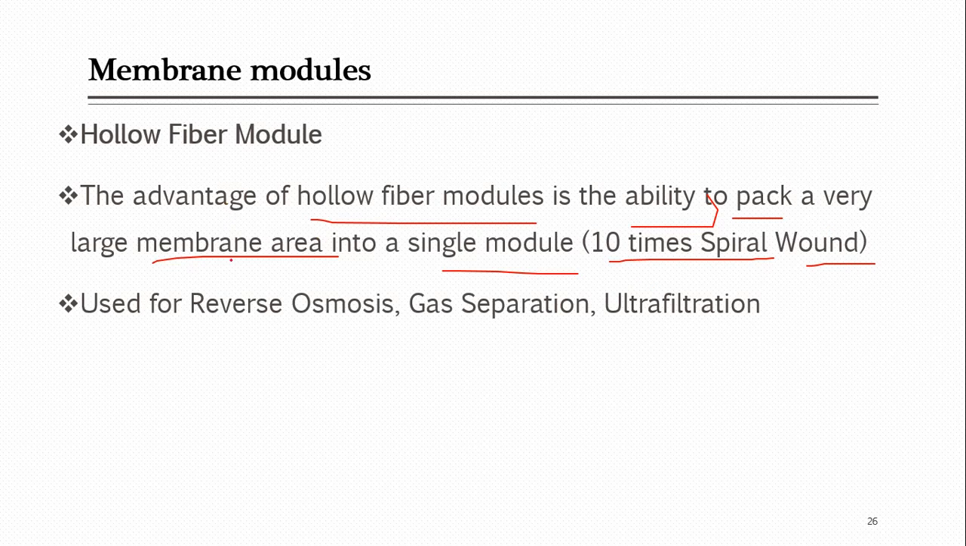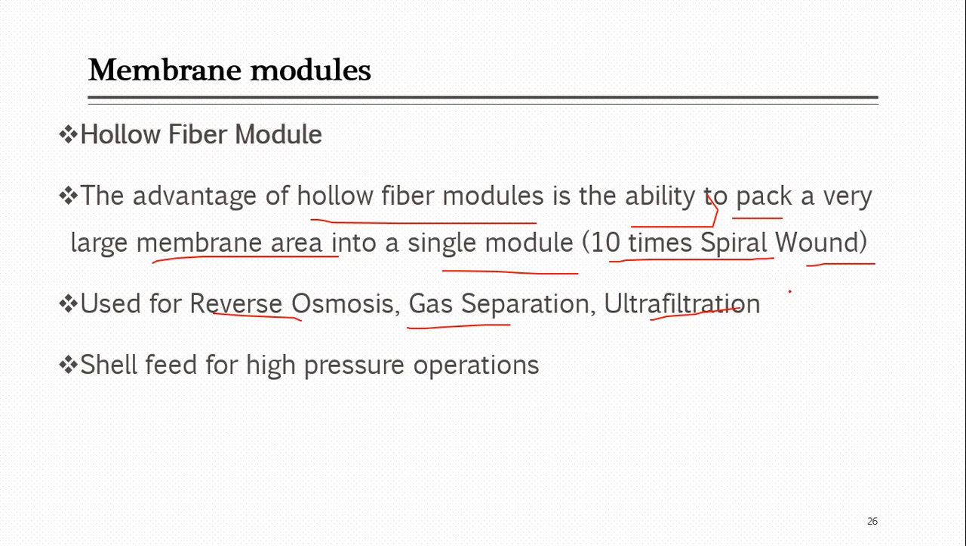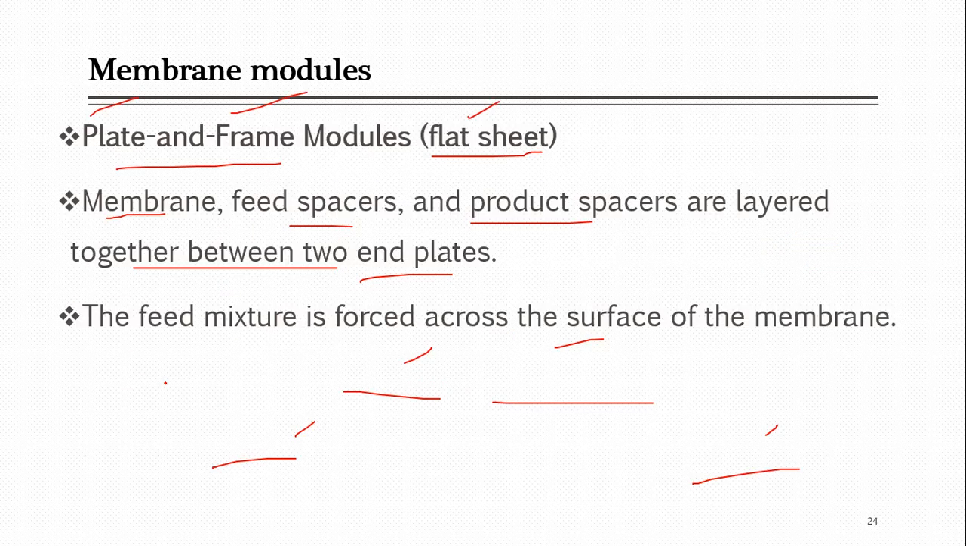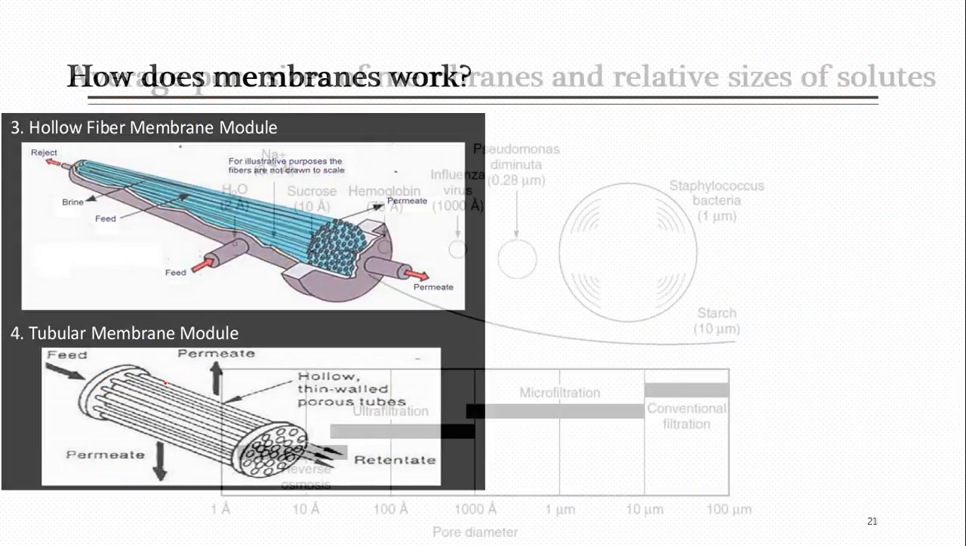These hollow fiber modules are commonly used for reverse osmosis, as well as for gas separation and ultrafiltration. These are the applications in which they are commonly used. We will again look at its diagram in the next slide. If you have high pressure, your feed should enter from the shell side. By the way, you have just seen one figure a few slides back for hollow fiber, that green colored figure. Just look at this from here.